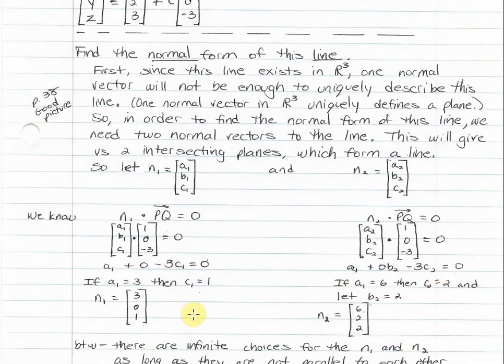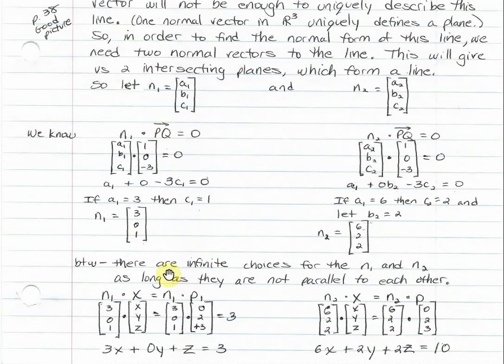You can put in values now, anything you want for C1, or A1 for that matter, and you can solve for the other. But the key here is that these two normals cannot be parallel to each other or multiples of each other. So I couldn't say 6, 0, 2, just multiplying each of these by 2. Easy enough for this one, since I have a 0 component, I can just put in any value here. So 6, 2, 2 is okay.